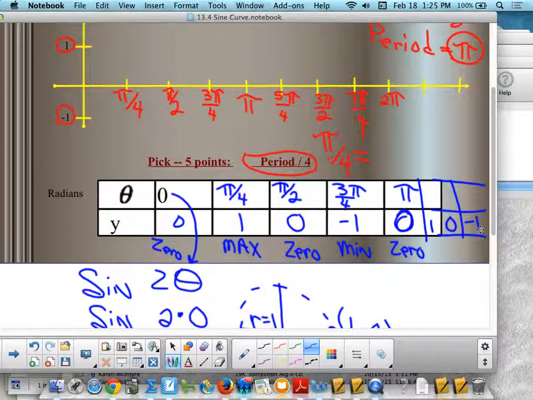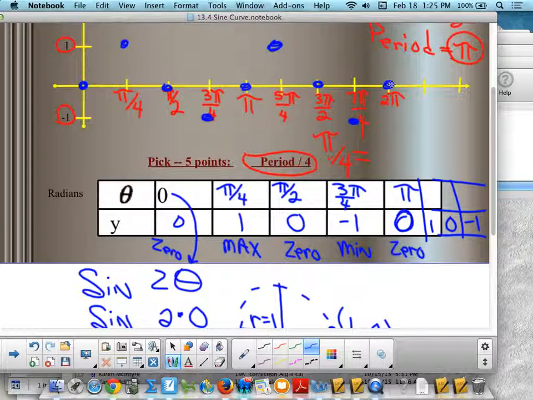Now, do you think I want you to make these tables? No. I'm just starting with you. I want you to know what I'm really doing is making tables. But if I know the pattern, it's just what? 0. Pi over 4 where? 1. Maximum. At pi over 2 you're where? 0. At 3/4 pi you're where? Negative 1. Minimum. Back to 0. Where now? Max. 0. Negative 1. Min. 0. You see what's going on?